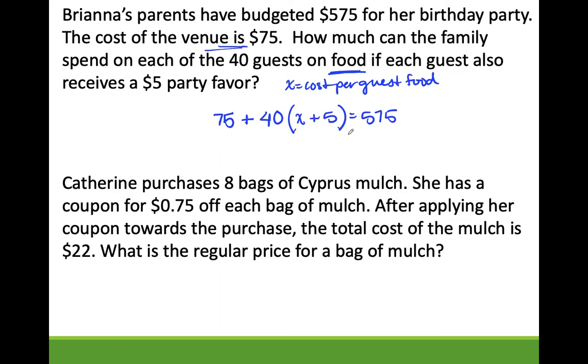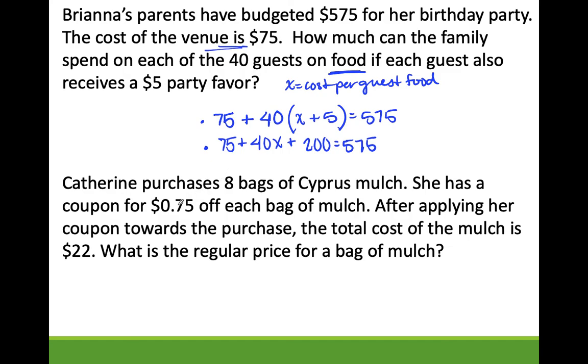So you could use that, or you could write 75 plus 40x plus 40 times 5, which is 200. So you could just go ahead and multiply 40 times 5 right away and start with this one, or you could start here with the distributive property.